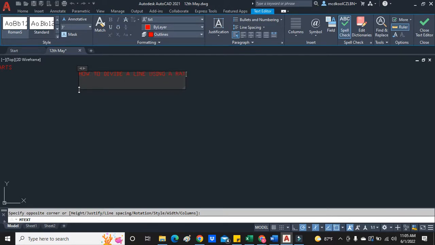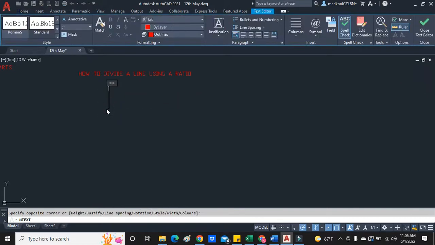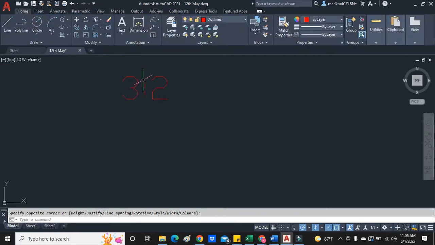Now, what a ratio is, a ratio gives you a portion of something to another thing. So you might have one value on one side and another value on another. So suppose we're going to use here a ratio of 3 to 2. So the ratio here is 3 to 2. Suppose I said to divide a line using this ratio of 3 to 2. Everybody understands that ratio?